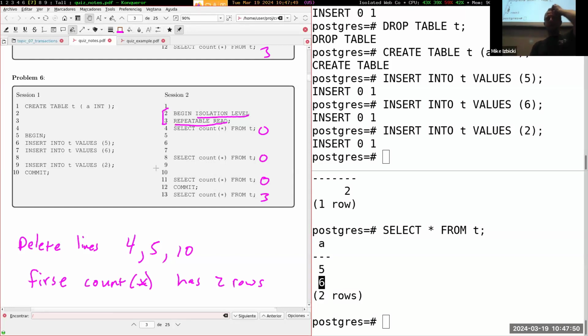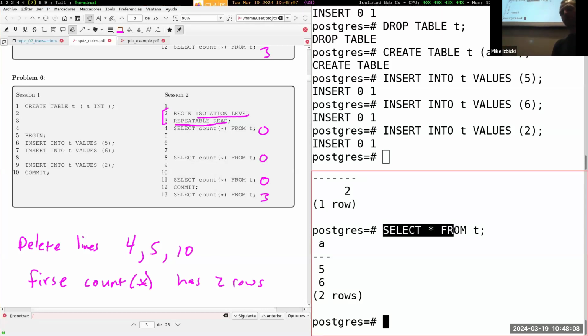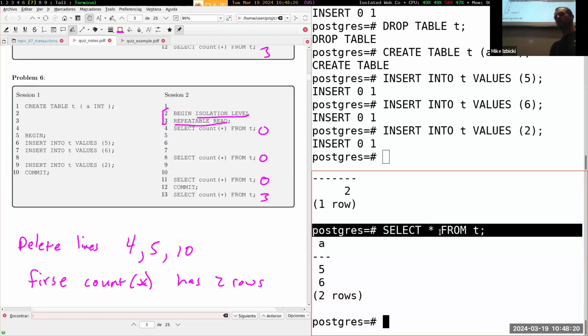Why is that? Again, it's because of the repeatable read. This insert into T values 2 did not exist when we ran this first select count star from T. And one of the things that this select count star from T sort of depends on is that it first runs this and then it counts the results. So internally we had to run this command in order to run this command. And so this command is also something that's guaranteed to give me the same results with this isolation level repeatable read.